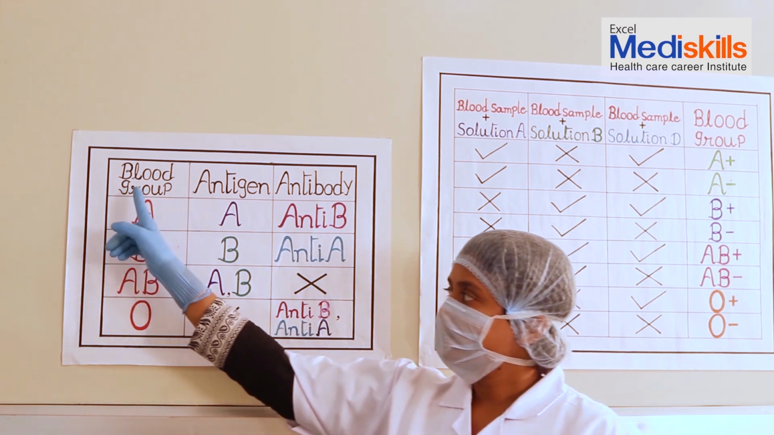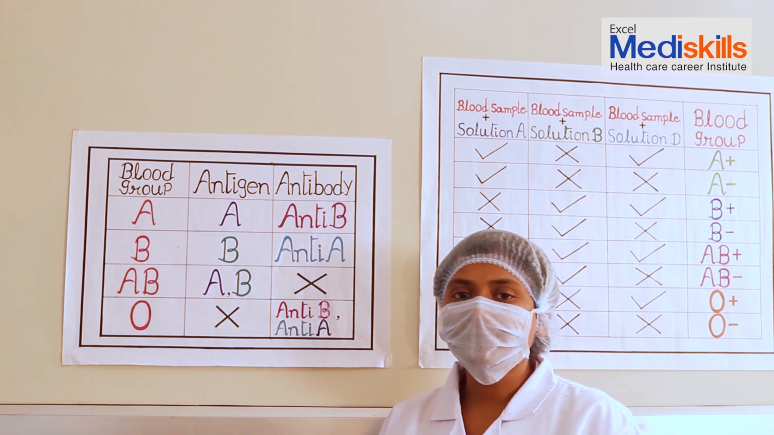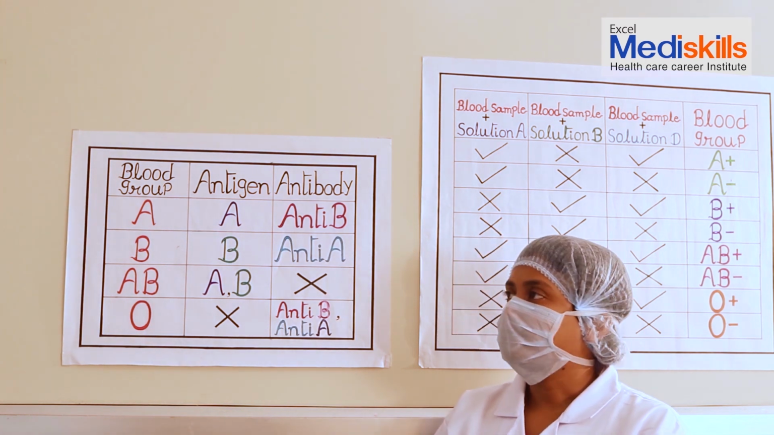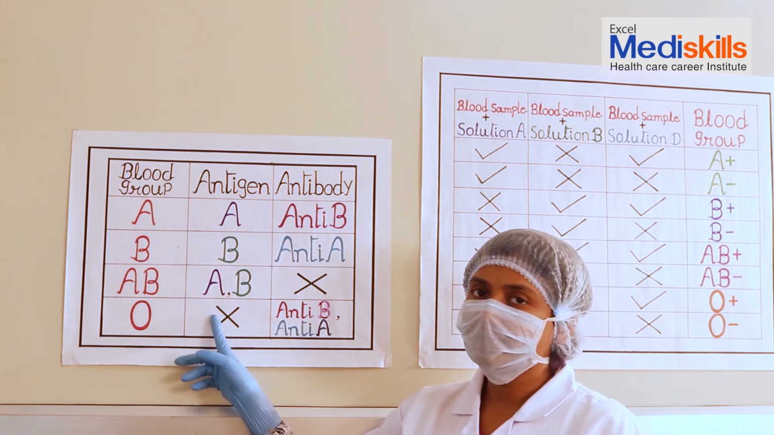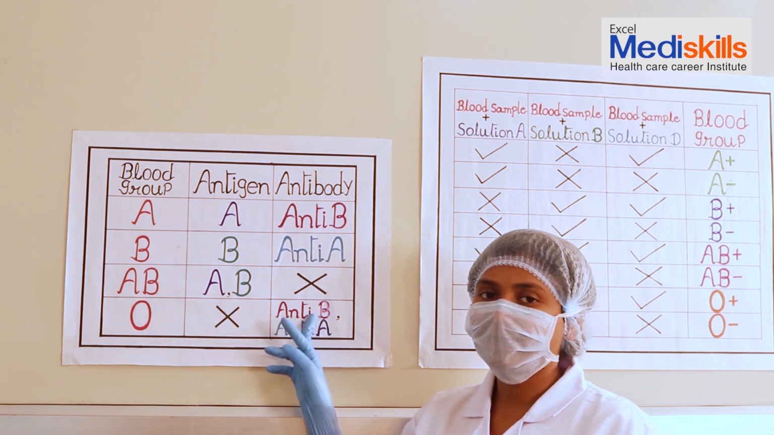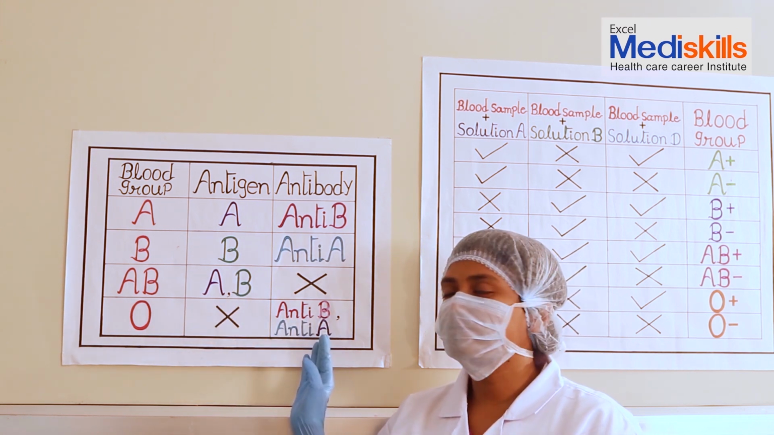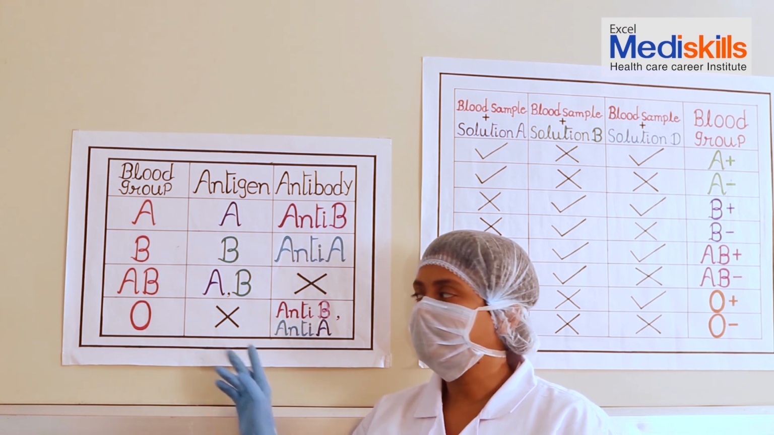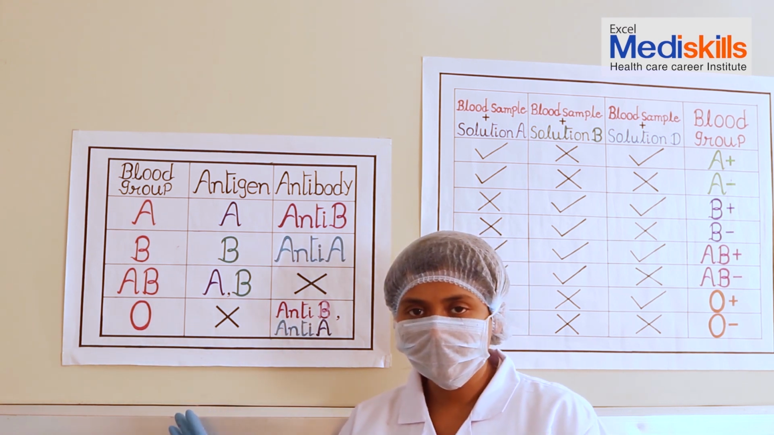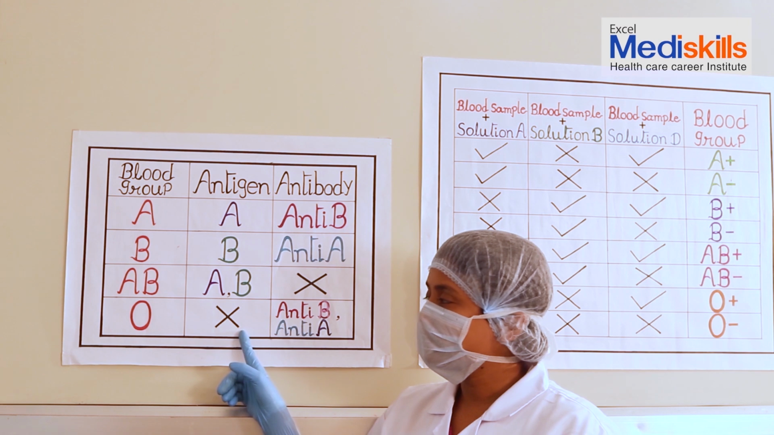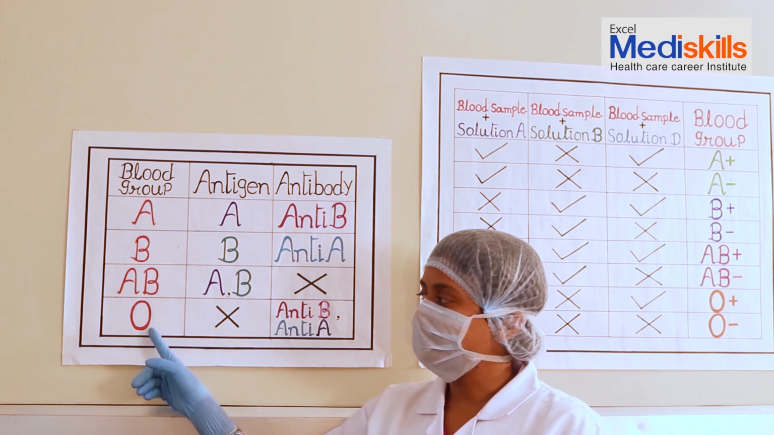You can see on the left hand side there are the 4 blood groups named, and the corresponding antigen and antibodies are also written here. Antigen and antibody are 2 chemical groups which are present in the blood. Generally, on the basis of the presence of antigen, the blood groups are named.